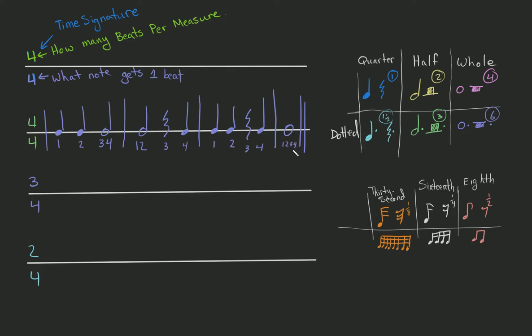Okay. So we have 1, 2, 3, 4. 1, 2, rest, 4. 1, 2, rest, 4. 1, 2, 3, 4. It might be good to see if you can say this rhythm. So pause the video if you can and try to say this rhythm without me. You can try with me, but you can do it without me. 1, 2, 3, 4. 1, 2, rest, 4. 1, 2, rest, 4. 1, 2, 3, 4. Like that.